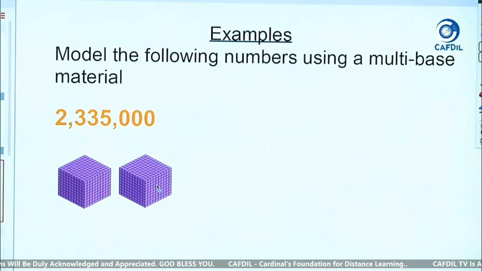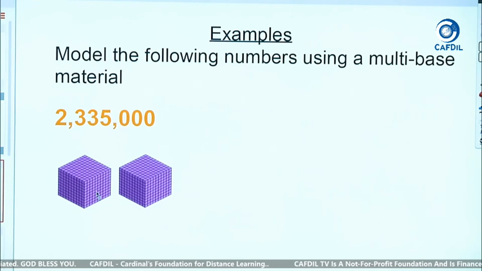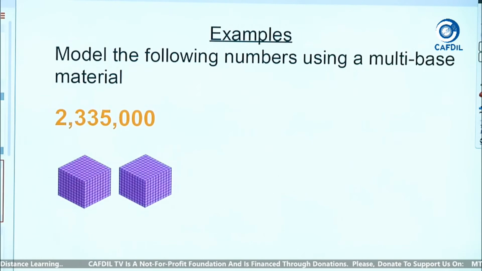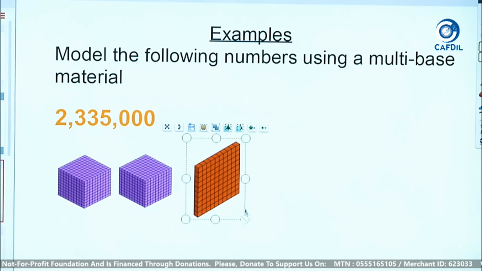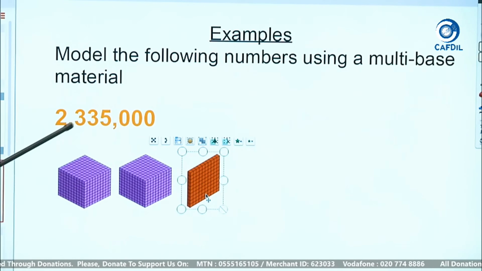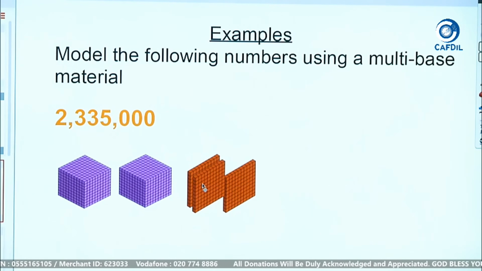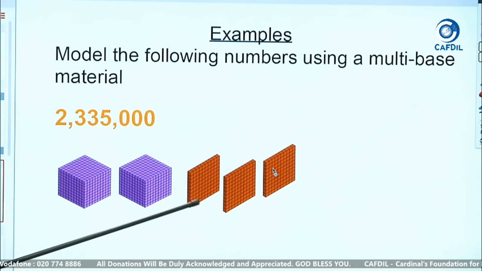So we have the first one and the second one. How many blocks do we have here? 2. Let's move to the next one. And our flat is here. How many do we need? We need 3 because it is 300,000. If 1 is 100,000, then 300,000, it means we will need 3. So the 3, we have the 3 flats.